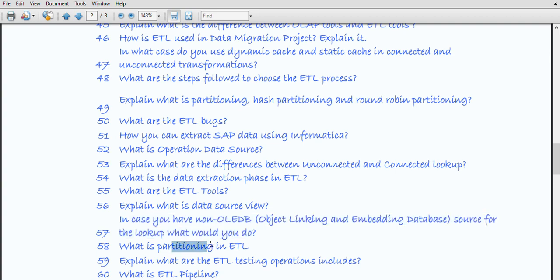As we have already seen, the transactions need to be subdivided for better partitioning and better performance. So when a transaction is subdivided, it is known as partitioning.